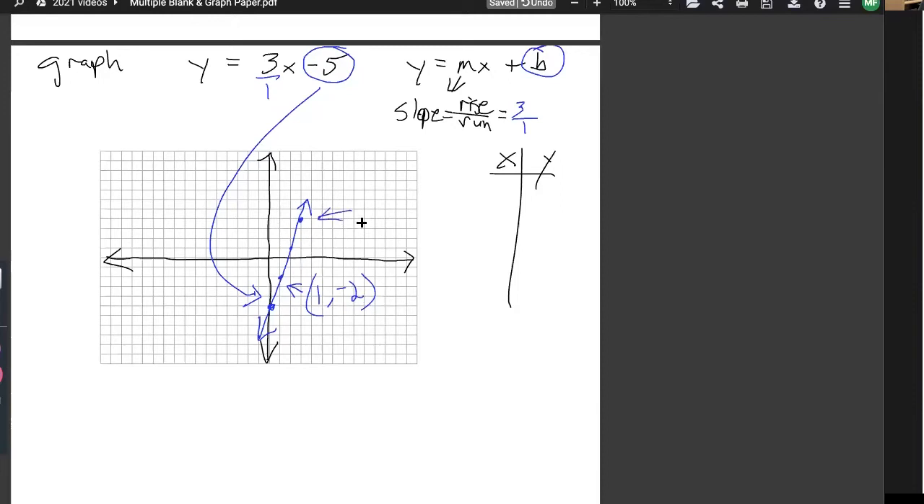All right, here's another point. Looks like (3, 4). Let's see if (3, 4) works. 3 times 3 is 9, minus 5 is 4. Check, it works. Okay, so that was pretty easy. This slope, pretty easy. We had to put it over 1 to calculate what our run was because we didn't see anything on the bottom. We just had one number. So let's try another one.